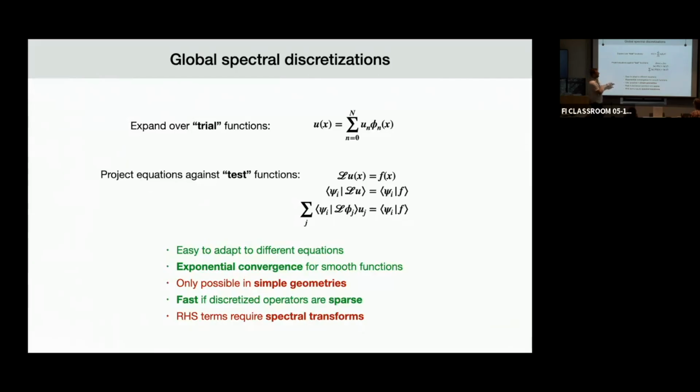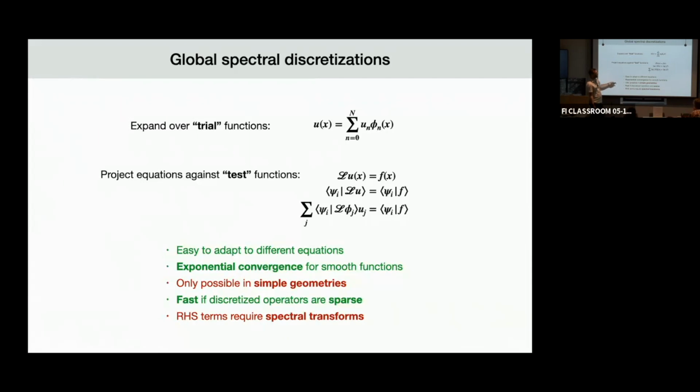So this bracket notation just means an inner product, and the psi's here are some potentially different set of basis functions that could be different than the phi's that I use to expand the solution. Those are called the trial functions. So we project against these test functions, and say we have n modes in the representation.